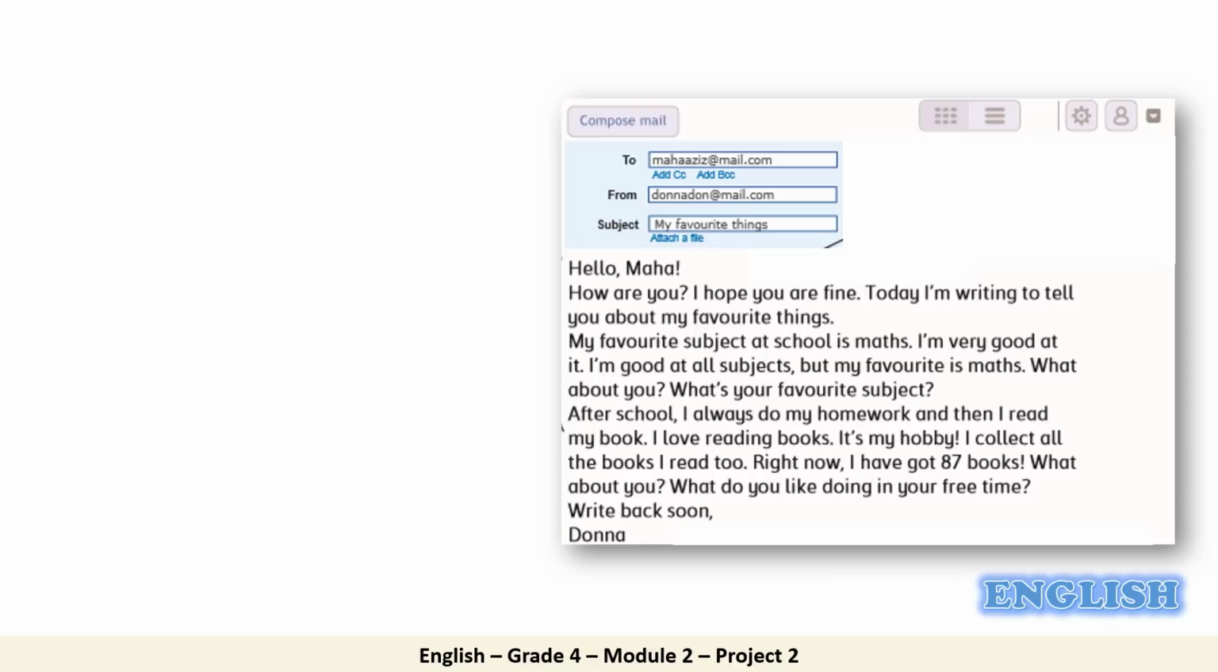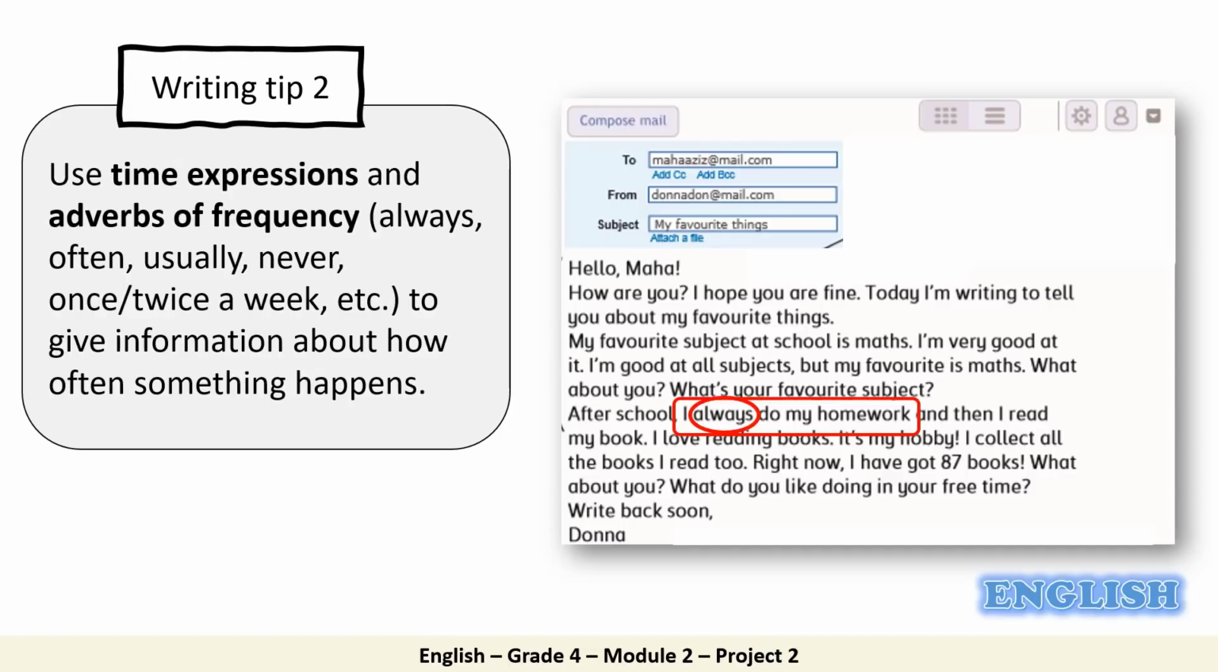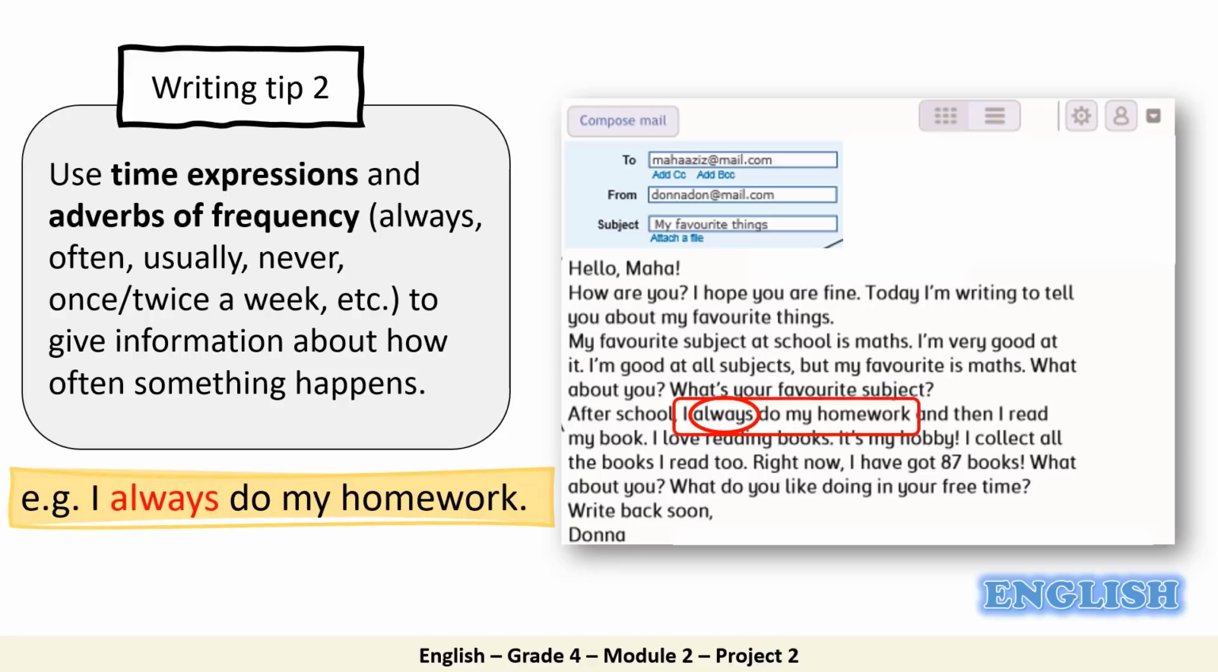Let's continue and read along. I always do my homework. Look at the word always. Why do we use it? Writing tip 2. Use time expressions and adverbs of frequency, such as always, often, usually, never, once, twice a week, etc., to give information about how often something happens. For example, I always do my homework.